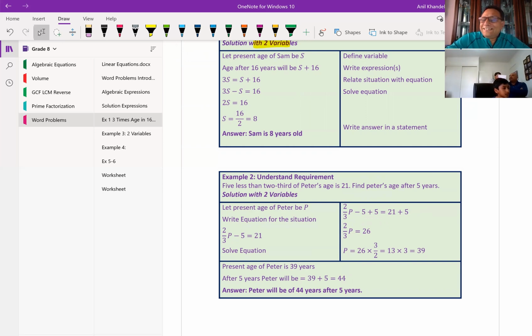Yes. 5 plus 21 would be 26, so that had to be 26. And half of that would be 13, so 13 times 3 is 39. And 39 plus 5 is 44. Yay! I love it. That was great. Good job.